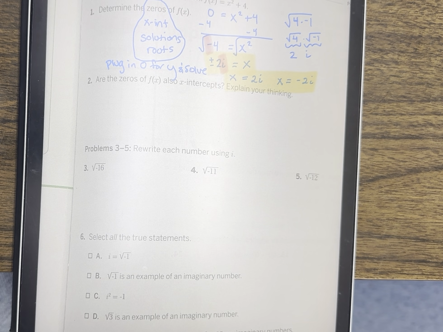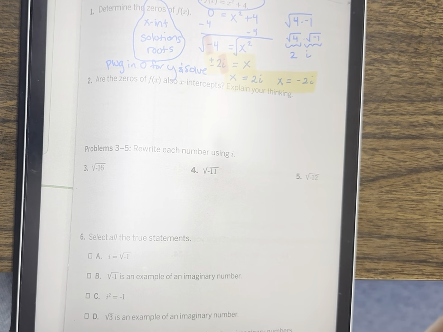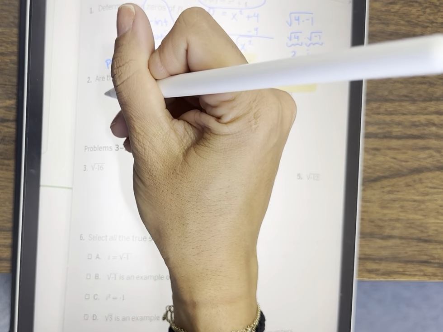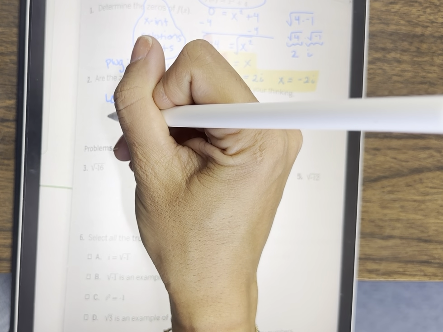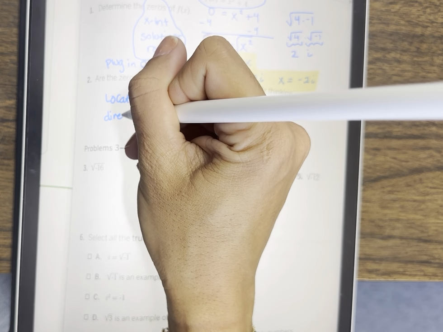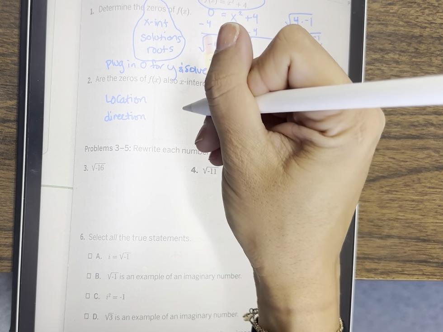Are the zeros also x-intercepts? Ooh, sometimes they are. But in this case, let's think about this. This guy. This is a parabola. Remember, think about the parabola's location and think about the parabola's direction. These two things will usually tell you how many x-intercepts.